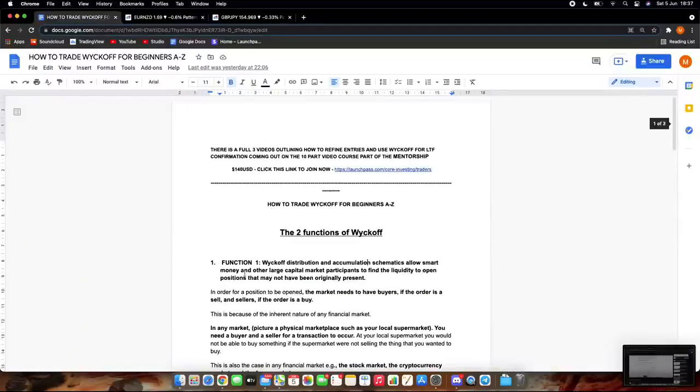Right, I'm going to read this out word for word. Function 1. Wyckoff distribution and accumulation schematics allow smart money and other large capital market participants to find the liquidity that they need in order to open positions. What do I mean by that?